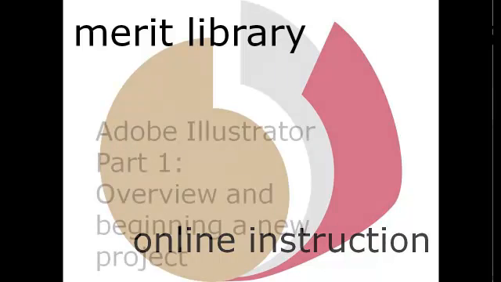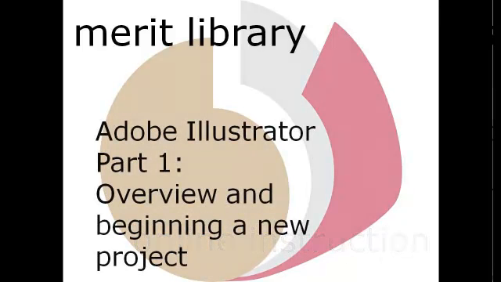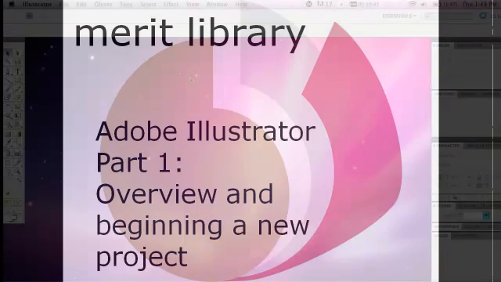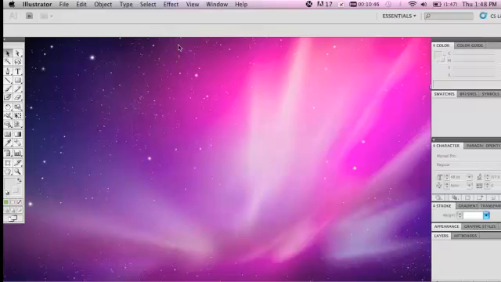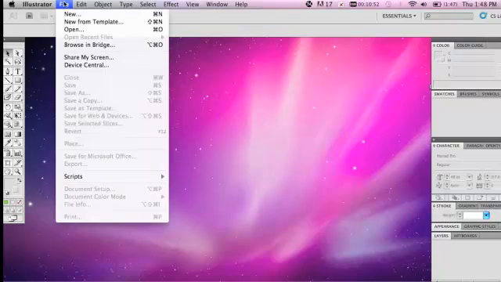Adobe Illustrator, Part 1. In this tutorial, we'll look at how to set up a new artboard, and we'll give you a brief overview of the program. To begin a new project, we'll need to make a new artboard. To make a new artboard, go to File, New.